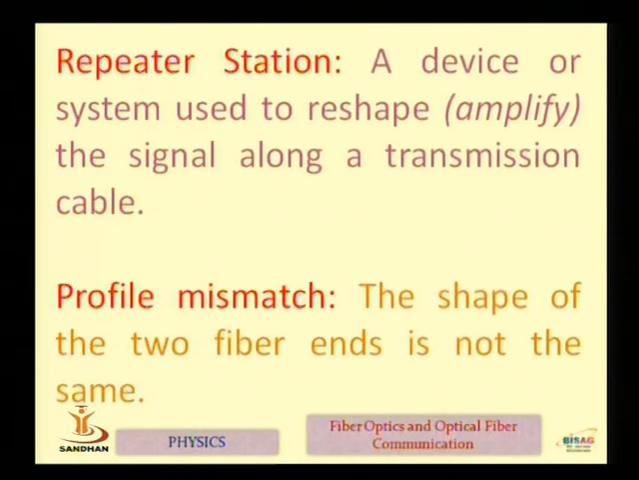Repeater station. What happens as we transmit information from one end to the other end, if the distance is very far, is that signal loss may occur. So what is the advisable thing to do? One should use a repeater at certain distances. A repeater has three components: a receiver, an amplifier, and a transmitter. A repeater station is a device or system used to receive and amplify the signal along the transmission cable.